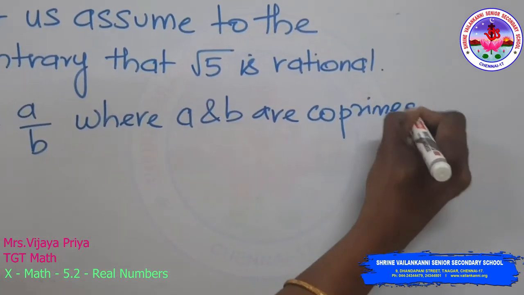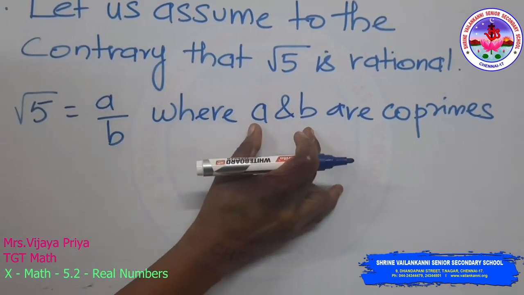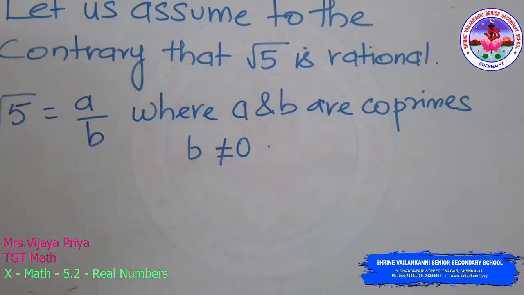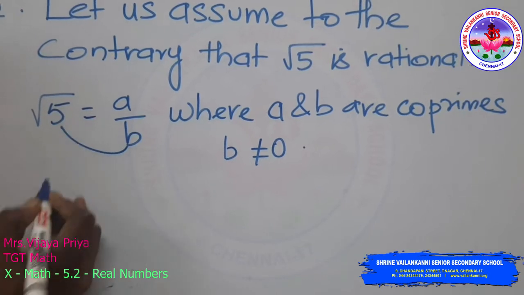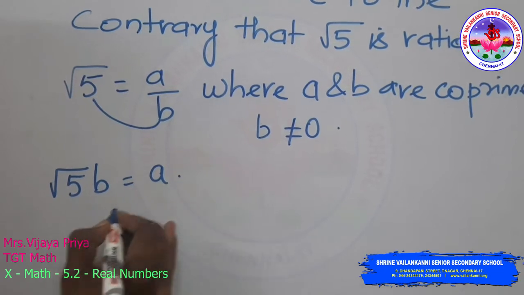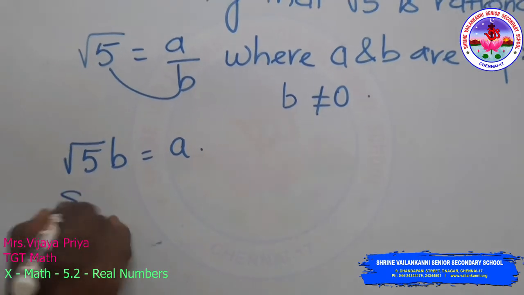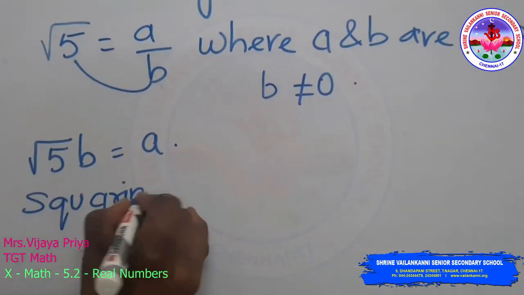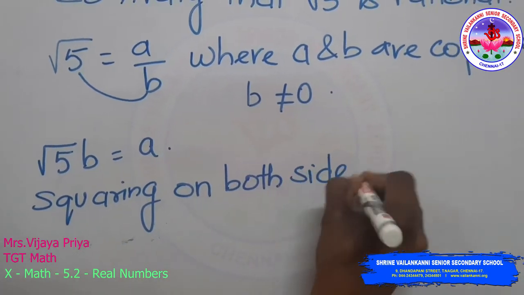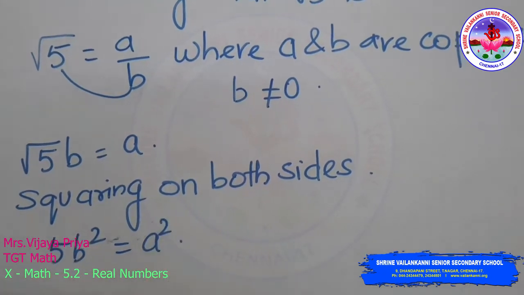The word co-primes means a and b do not have any common factor other than 1 and the number itself. Here my denominator b is not equal to 0. So I am bringing this b to the other side. I will get root 5 b is equal to a. Now I am going to square this in order to remove my root 5. So squaring on both sides, I will get 5b squared is equal to a squared.